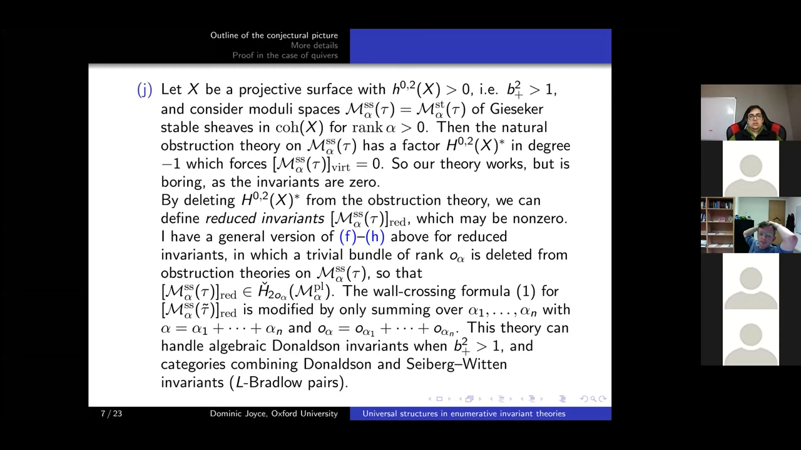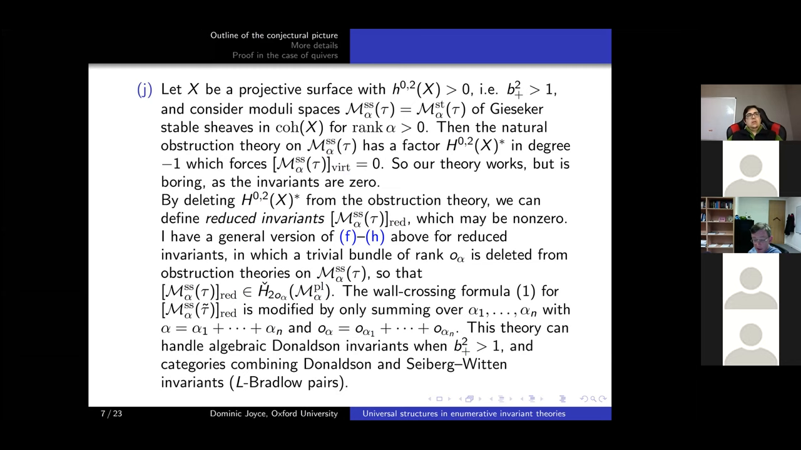However, if you make a bigger category which combines Donaldson and Seiberg-Witten invariants, then the O alphas vary a bit. And because of that, you get non-trivial wall crossing formulae. And actually, you can use these wall crossing formulae to prove the Donaldson equals Seiberg-Witten story. That is, using the wall crossing formula in this larger category, you can show that you can reconstruct higher rank Donaldson invariants from rank 1 Donaldson invariants and rank 1 Seiberg-Witten invariants.